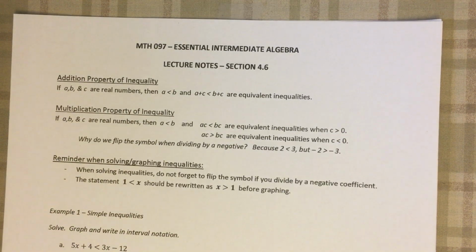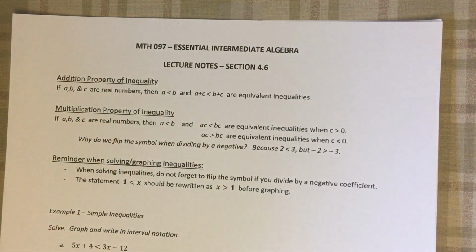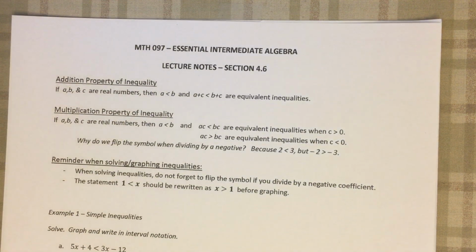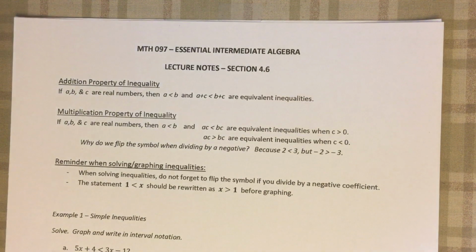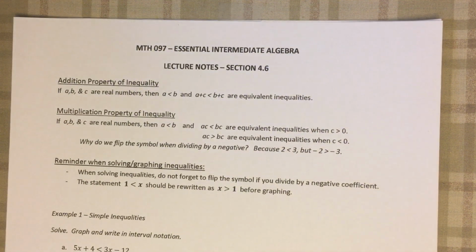When we are solving inequalities, we use a couple of different properties of inequalities. We use an addition property of inequality and a multiplication property of inequality. Our addition and multiplication properties of inequality are very similar to our properties of equality, which basically say as long as we do the same thing to both sides, we're good. The only thing that's different here is if we divide or multiply by a negative, we flip our symbol.